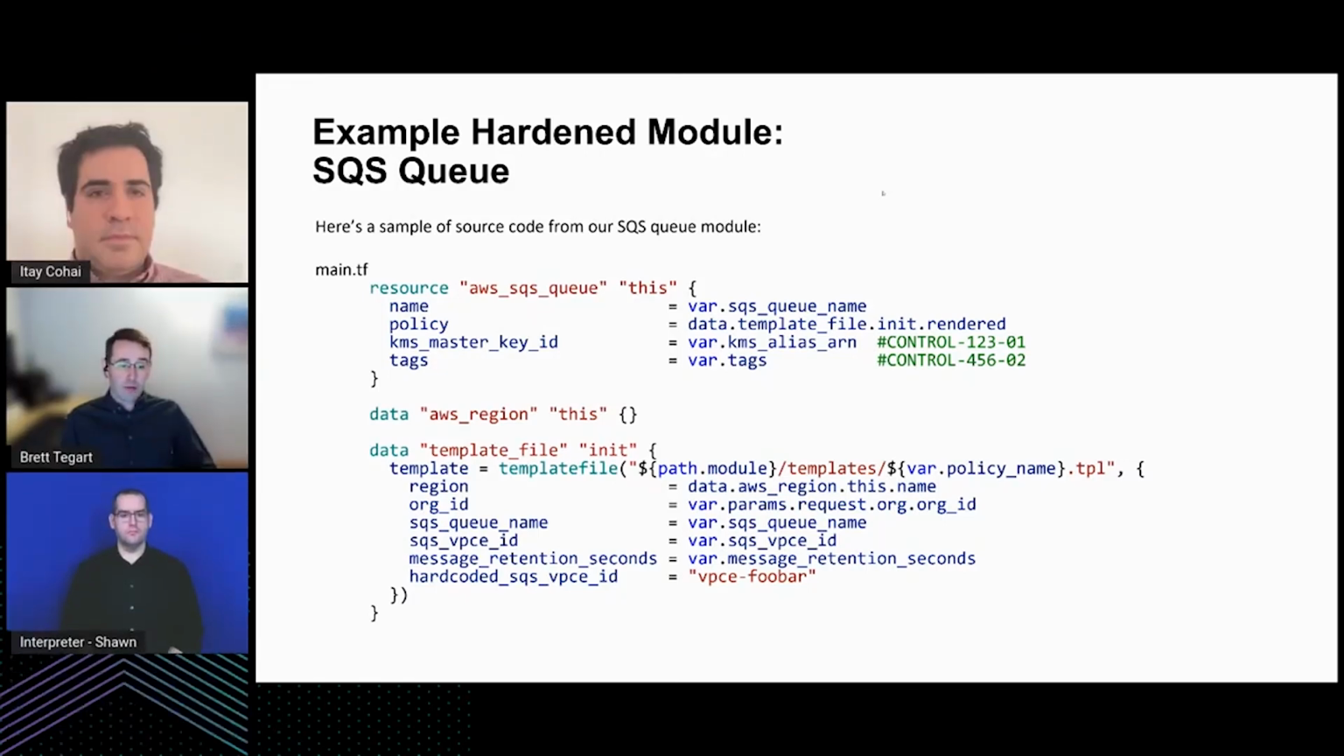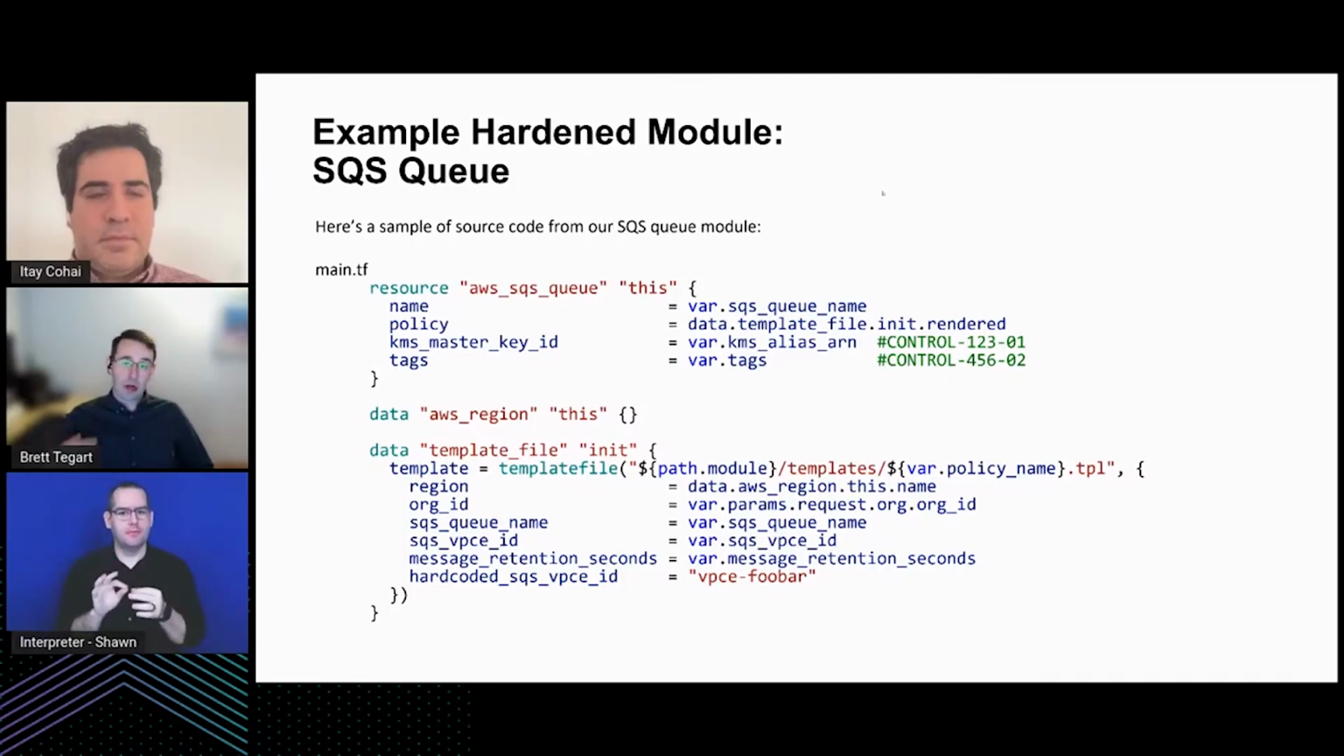We can enforce encryption by including, for example, by default, a KMS master key ID. If that key doesn't exist, the queue isn't encrypted, and we're in violation of our policies. So you can see here that we have that baked into the module code, and it has to be passed for the module to be built out. You can see on the right-hand side, we have a few annotations, just comments.